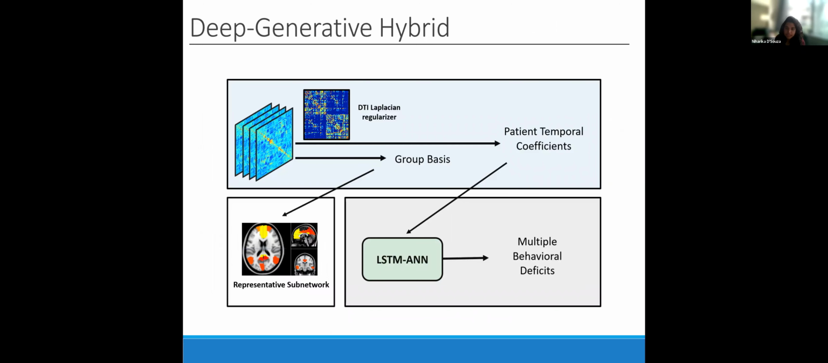Pictorially, we can illustrate these ideas here. The blue box describes our multimodal representation learning scheme, while the gray box describes the deep network that maps to behavior. So let's look at the generative model in more detail.